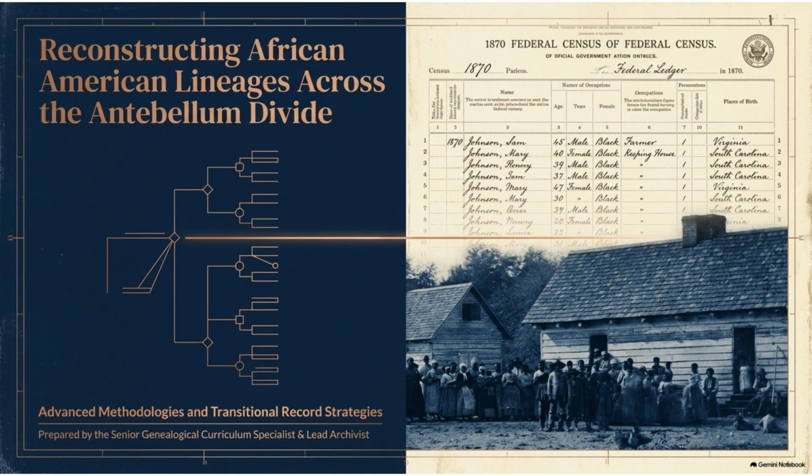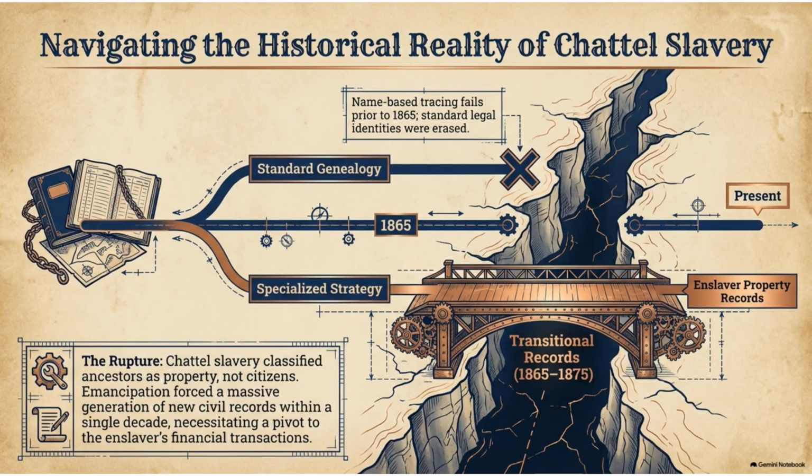Welcome to this video on reconstructing African American lineages across the antebellum divide. We will explore advanced methodologies and transitional record strategies to help bridge the gap in your genealogical research. Navigating the historical reality of chattel slavery requires a specialized strategy. Because legal identities were often erased prior to 1865, researchers must pivot to transitional records created between 1865 and 1875 to cross this significant historical rupture.